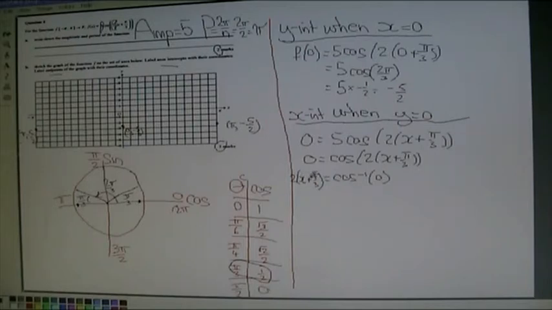We have to divide both sides by 2. Sorry, before we do that, we need to find out what values give us 0 for cos. So looking at our unit circle, 0 for cos, remember cos is on the x-axis, so 0 is here. So pi on 2 is one solution, and the other solution is 3 pi on 2. So that's our two solutions, pi on 2 and 3 pi on 2.